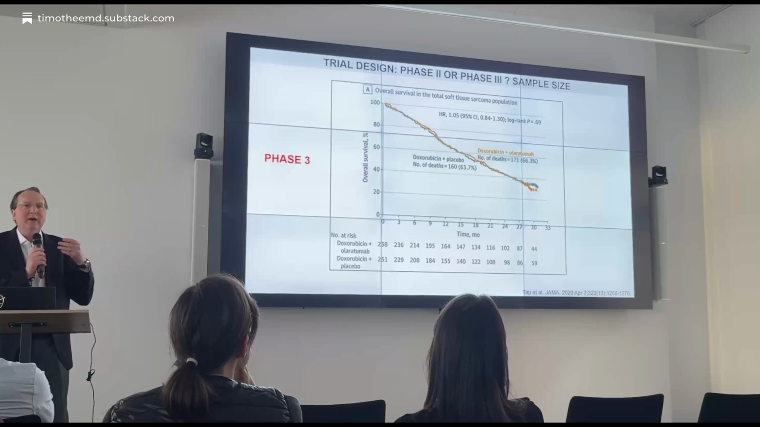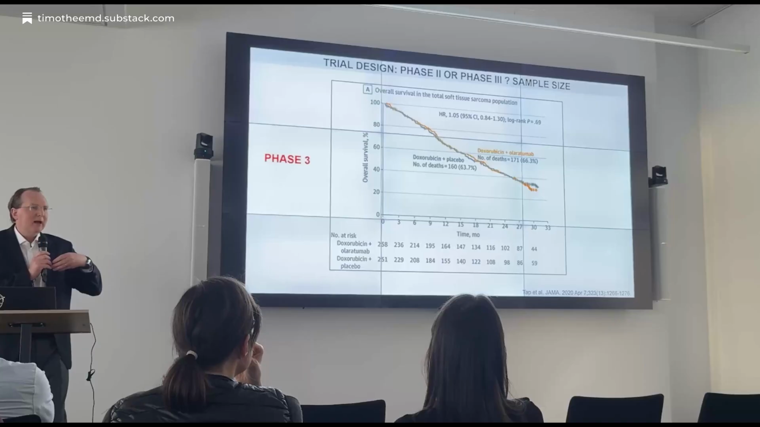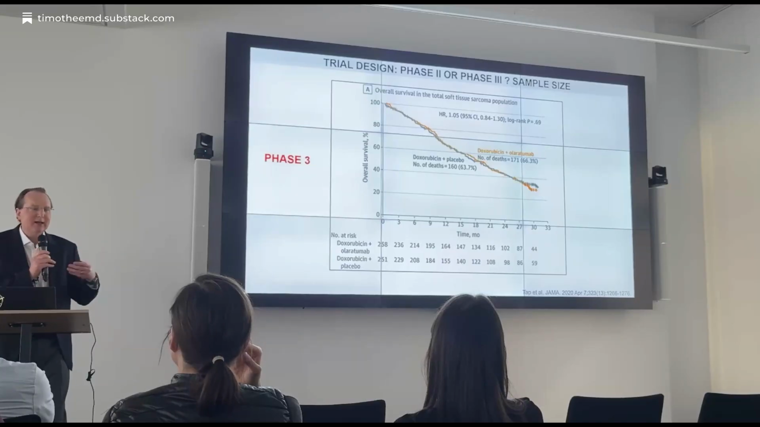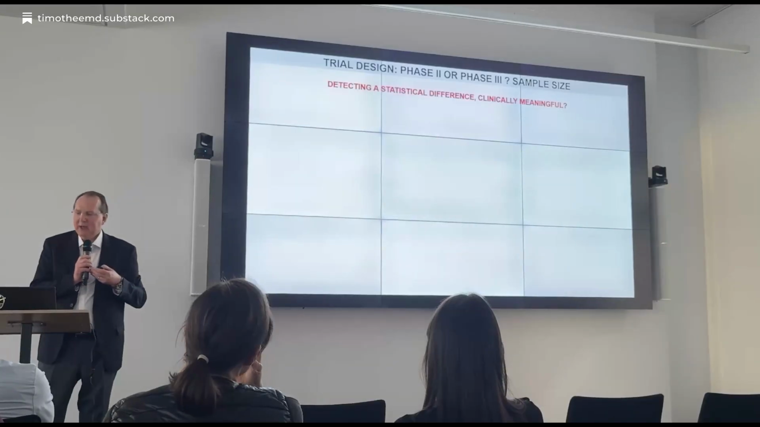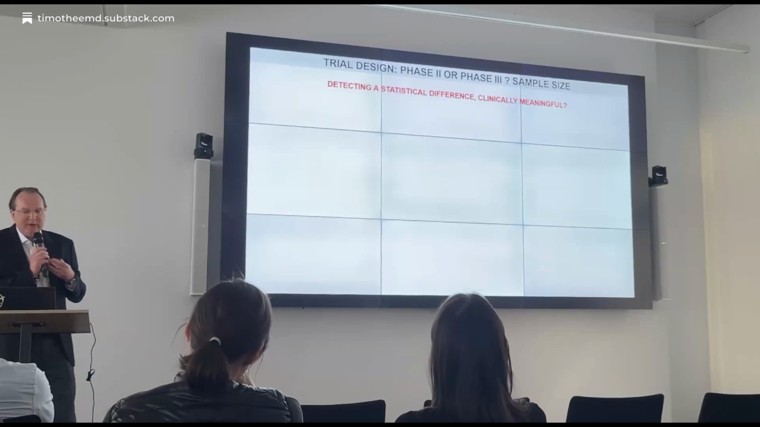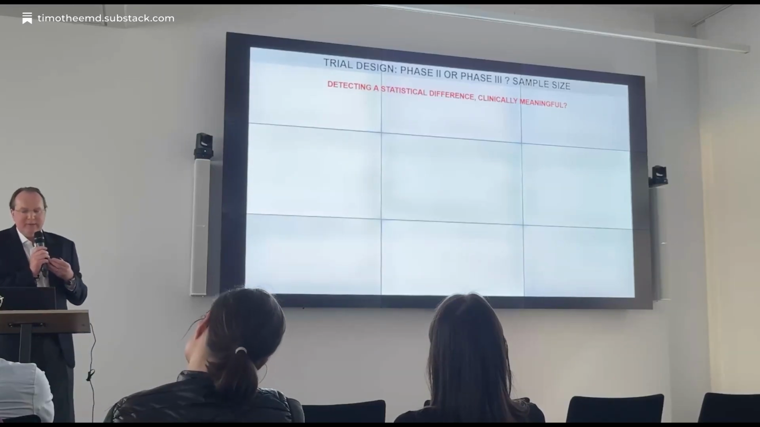So it's really a lesson here. Sometimes in phase 2, when it's underpowered, you can have results that are only by chance, and you should really be cautious about that. Detecting a statistical difference which is clinically not meaningful.